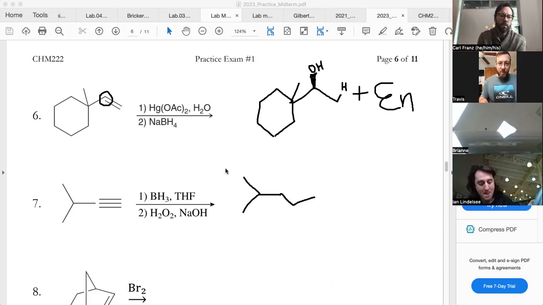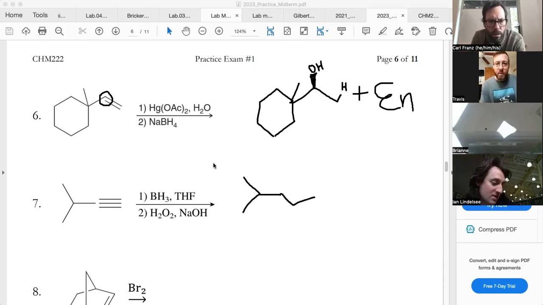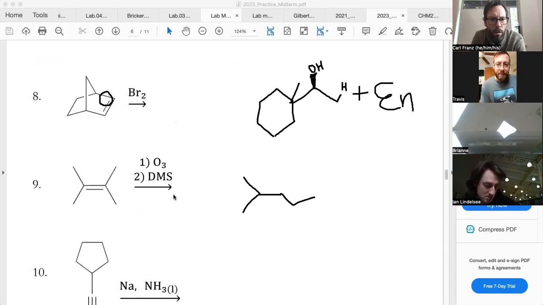For alkyne? Yes, to create the ketone. I don't think I have an example on here. Phenol formation. Hg2+ or something. What was it? Hg2.